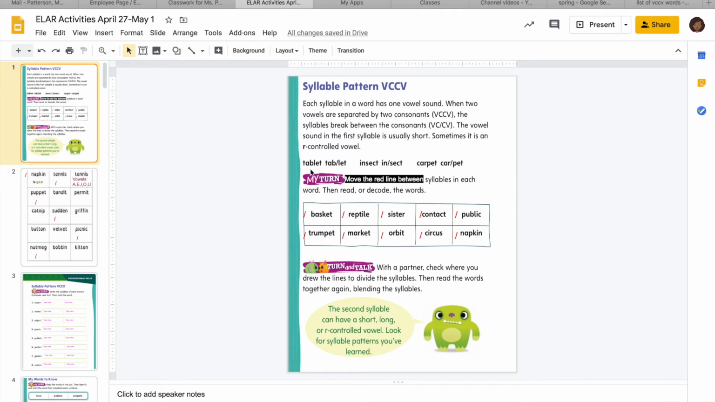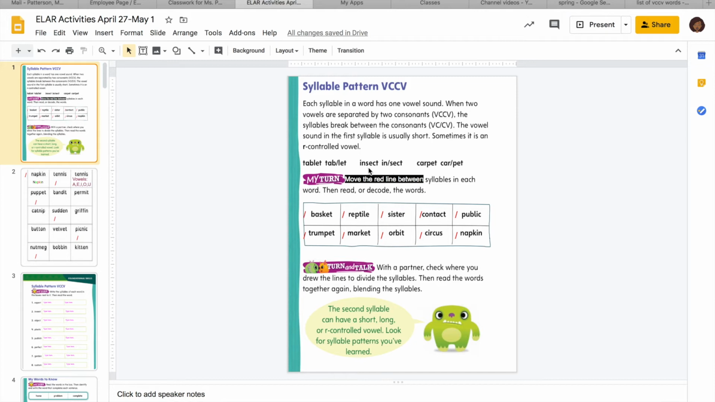So the first word that you have here is tablet. It looks like they put their break in between their two consonants, which are B and L. So then you have tablet. This one is insect. So it looks like they put their break between the N and the S.